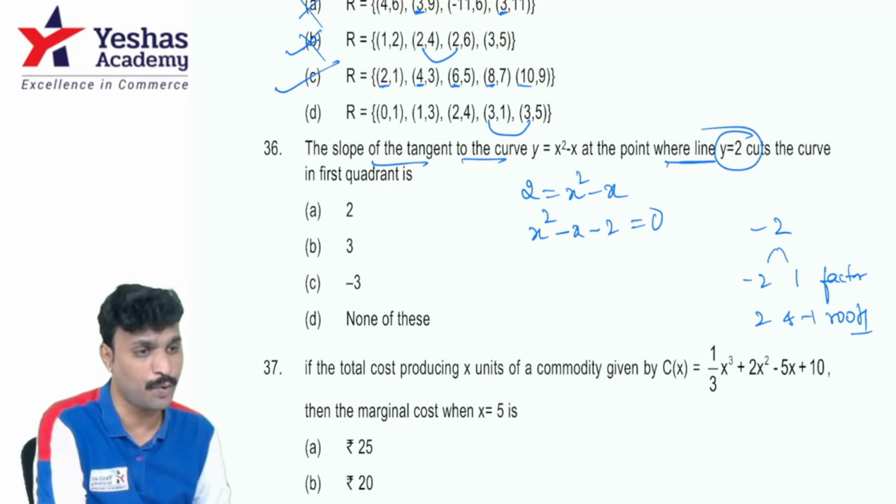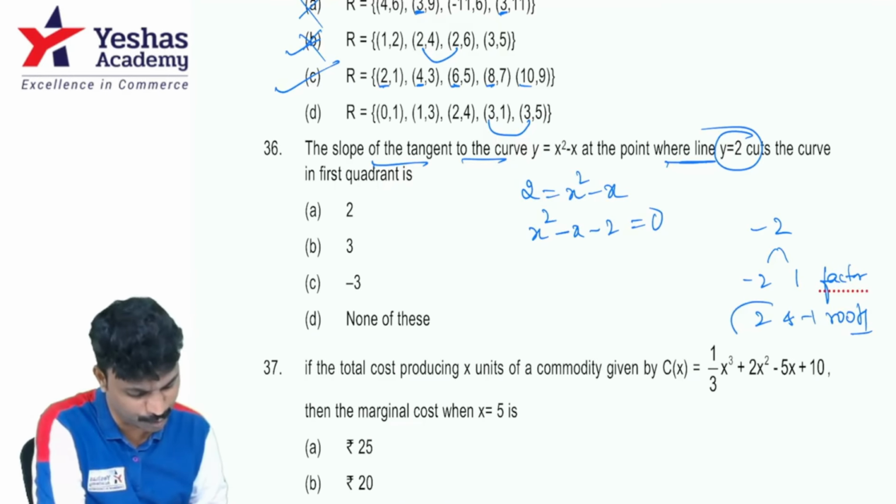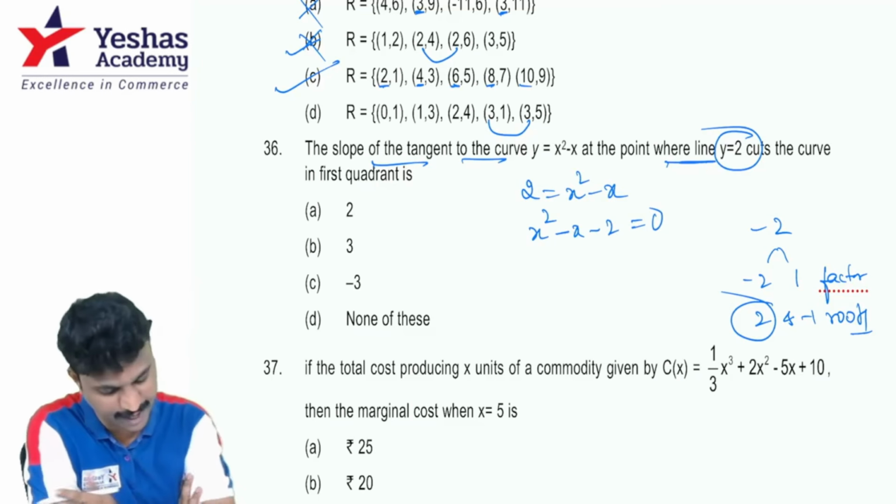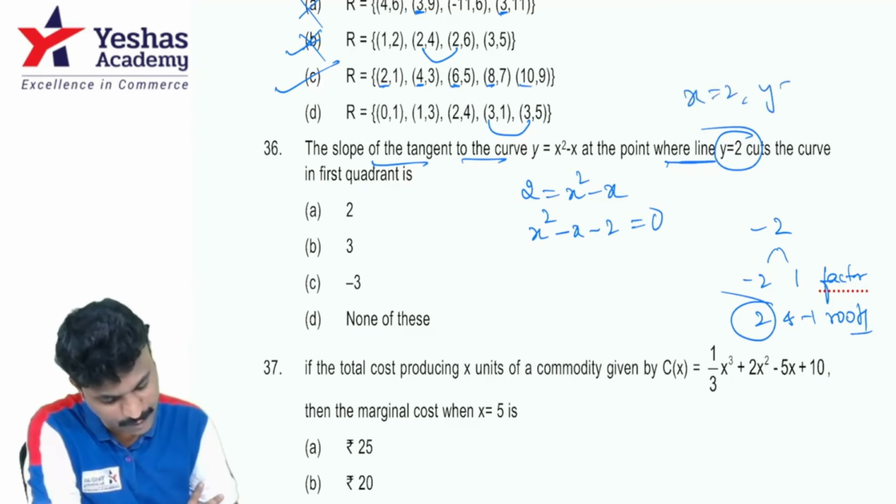Guys, they have said first quadrant. In first quadrant, x value has to be positive. That means 2 only is the value of x. So x is equal to 2. y is also equal to 2.